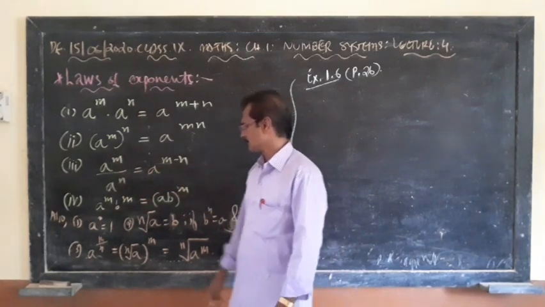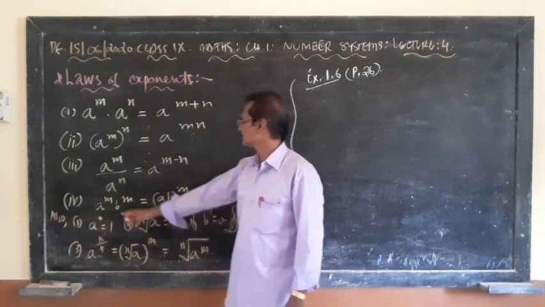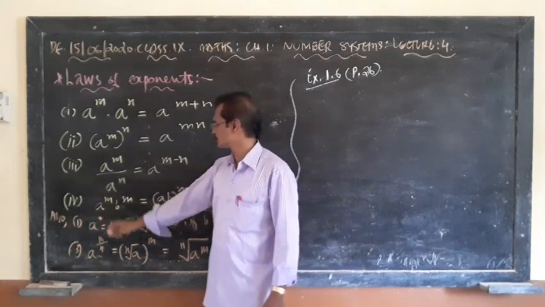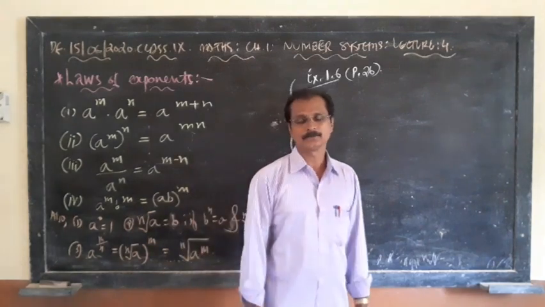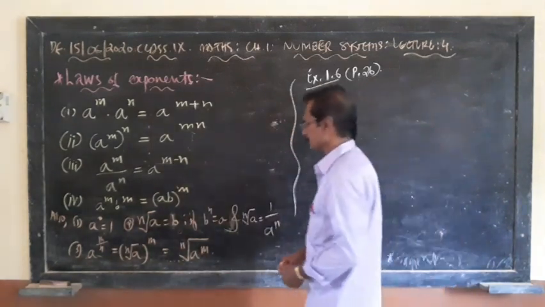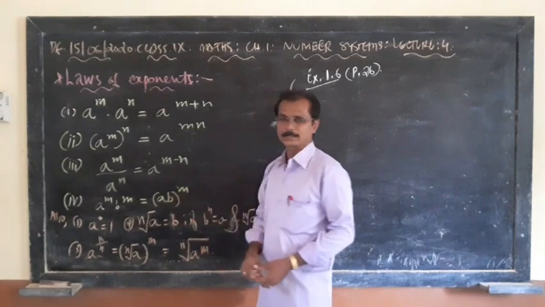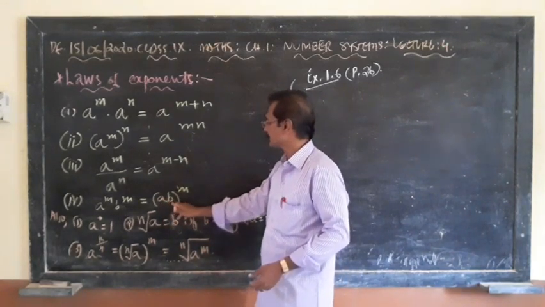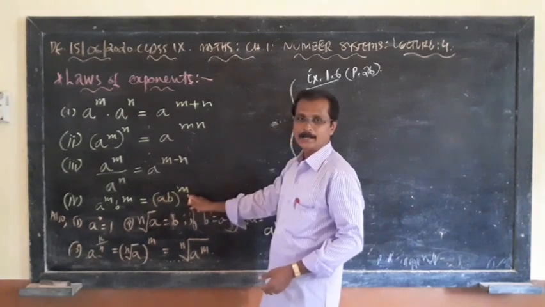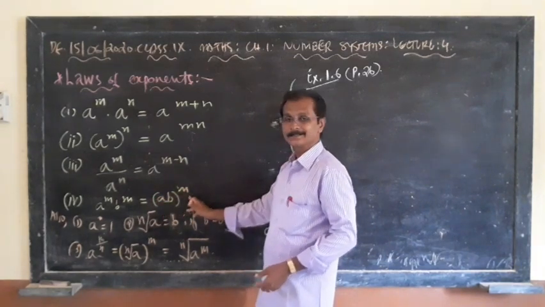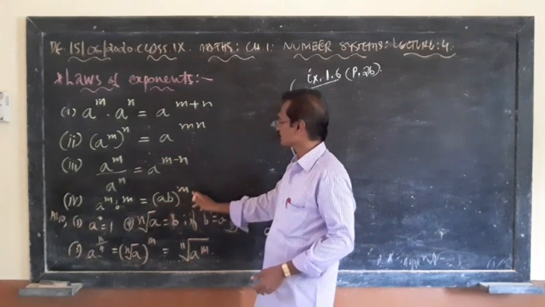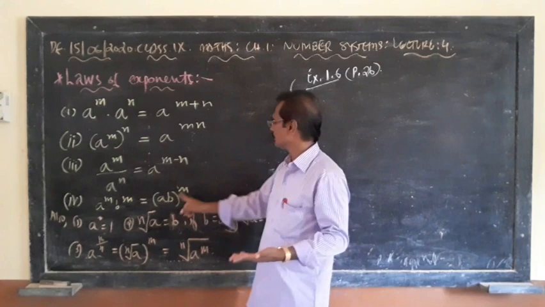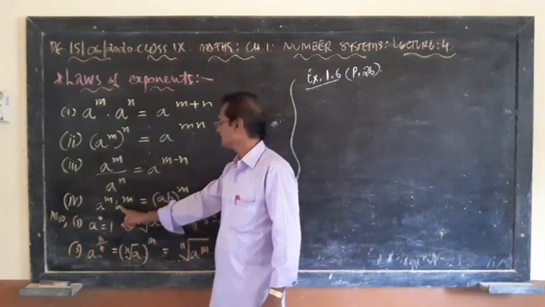And the fourth one is a raised to m into b raised to m. No multiplication mark, but you should pronounce it a raised to m into b raised to m. That is ab the whole raised to m. Inside the bracket, two numbers are there, a and b, and the power is applied to both a and b. So you can read it ab the whole raised to m, or you can pronounce it in a reverse way: ab the whole raised to m equal to a raised to m into b raised to m.